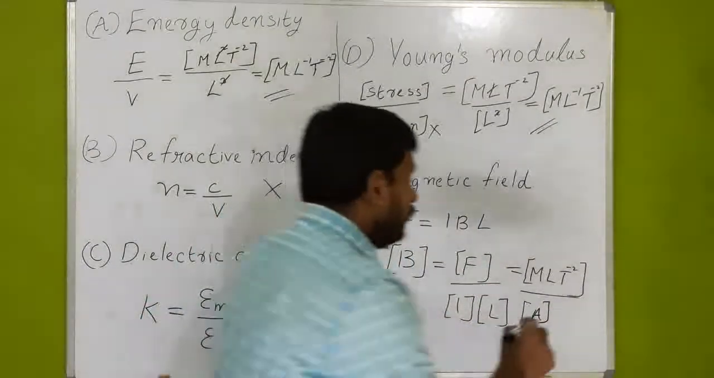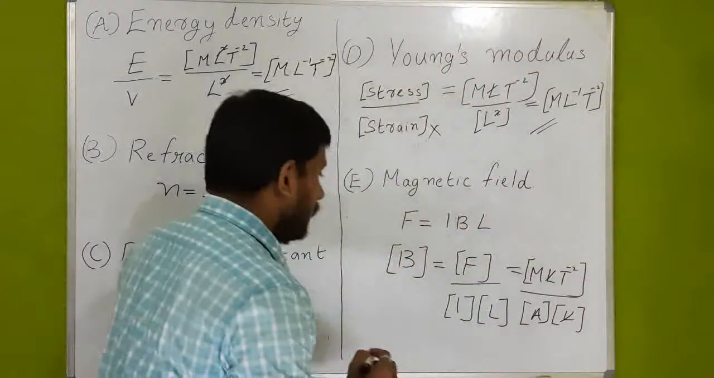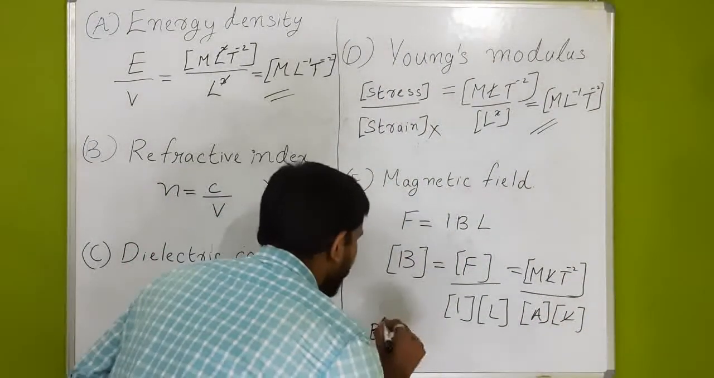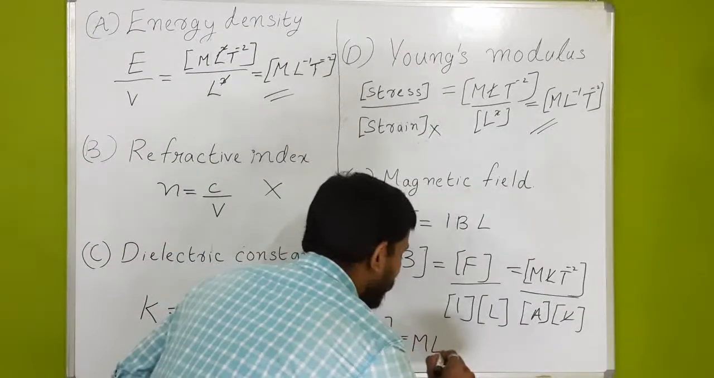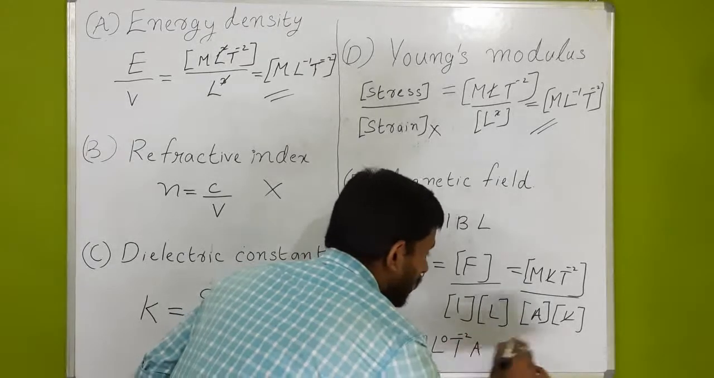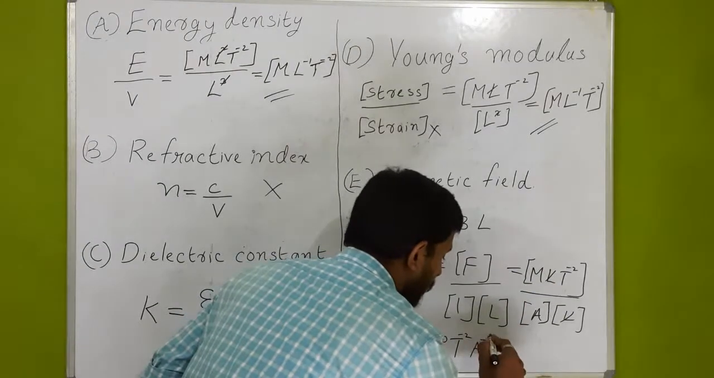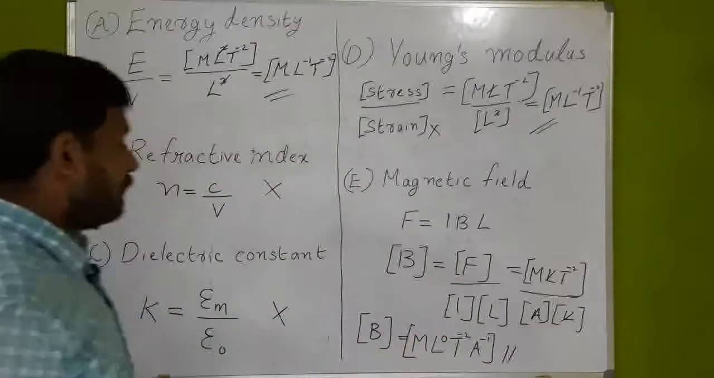And the dimension of length here, this L and L get cancelled, and we will get the dimension of magnetic field B as m L raised to 0 T raised to minus 2. This A goes upward and it becomes A raised to minus 1. So this is the dimension of magnetic field.